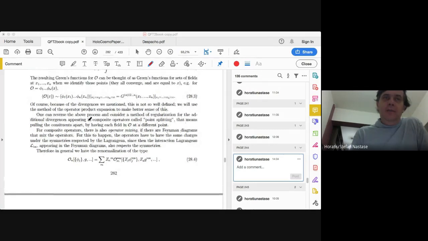Now, renormalization means that first we have to regularize and then do something else. But how do we regularize? Well, a simple and obvious method of regularizing.